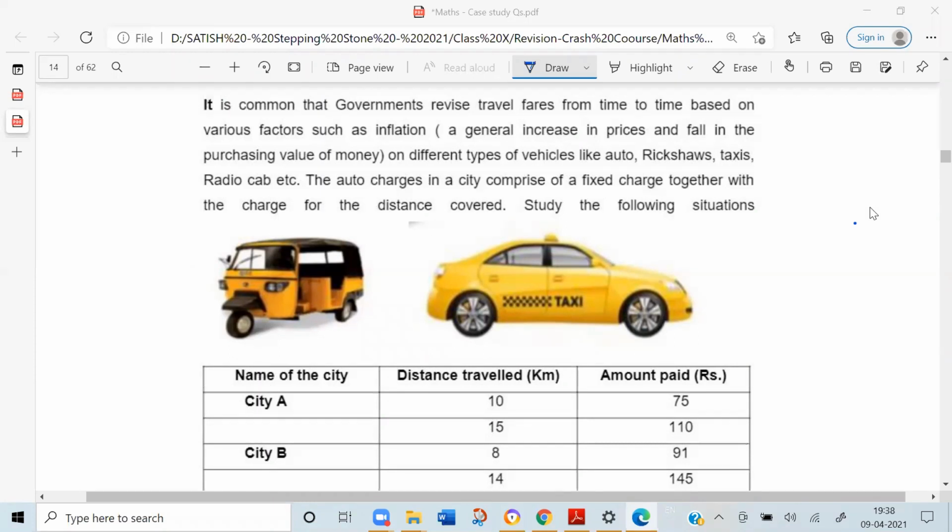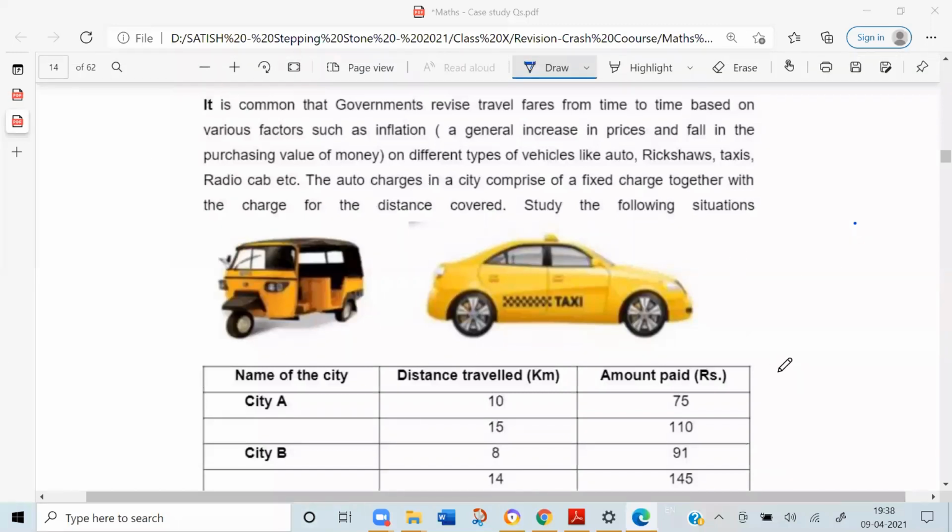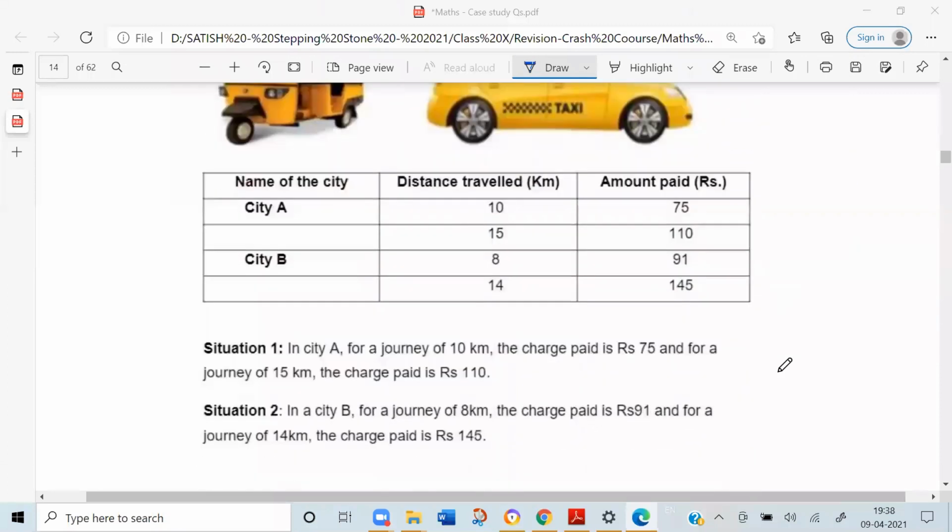City A, 10 kilometers, 75 rupees. For 15 kilometers, it is 110 rupees. City B, for 8 kilometers, amount paid 91, and for 14 kilometers, 145. Make a note of all this, then you can answer the questions easily. Now, let us go through the questions.